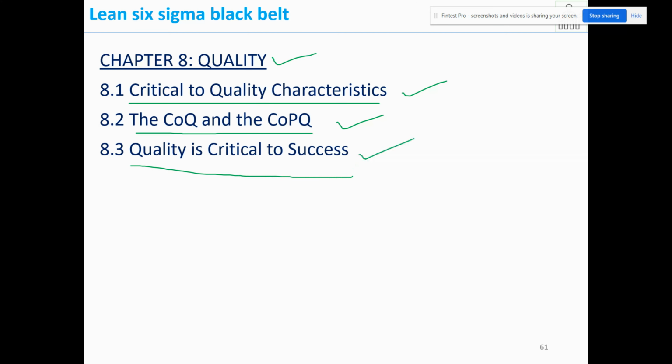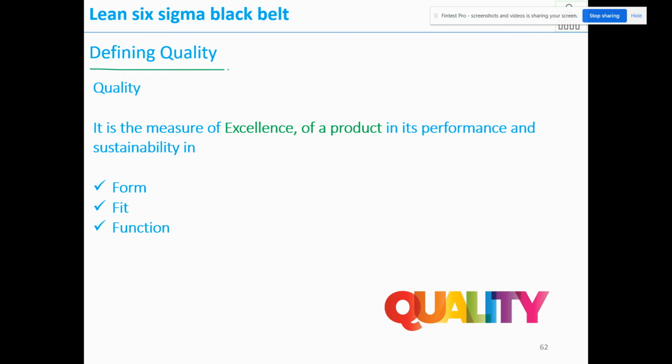Quality is critical to success. Now, defining quality. So, what is quality? It is a measure of excellence of a product in its performance and sustainability. Finally, we are not going to measure the process, we are going to measure the product. When the product is good, we say yes, they have a very good process, right? So it is a measure of excellence of a product in its performance and sustainability.